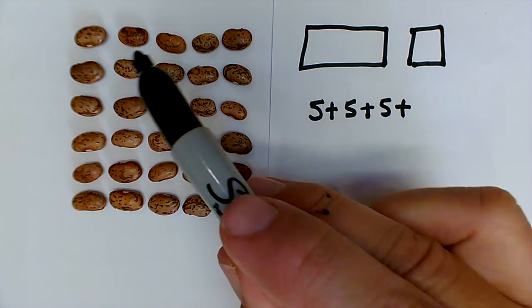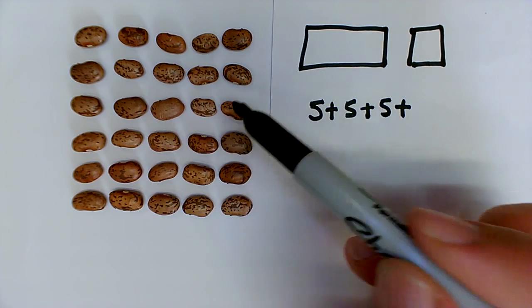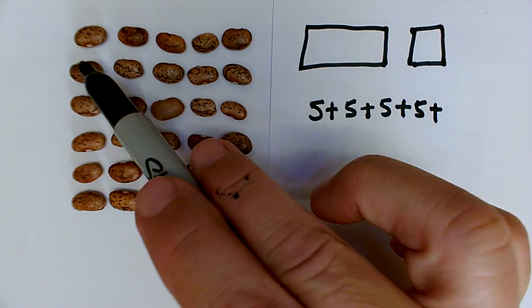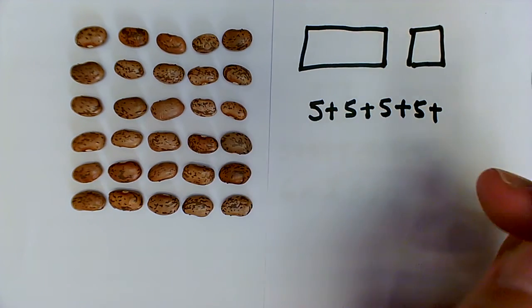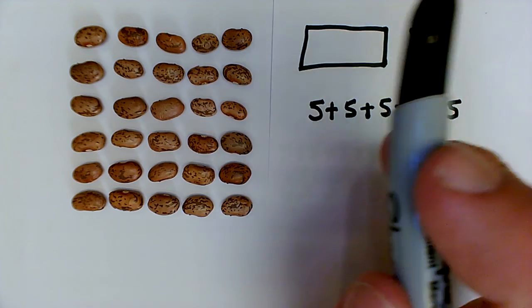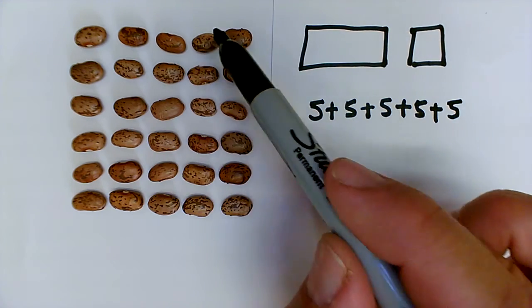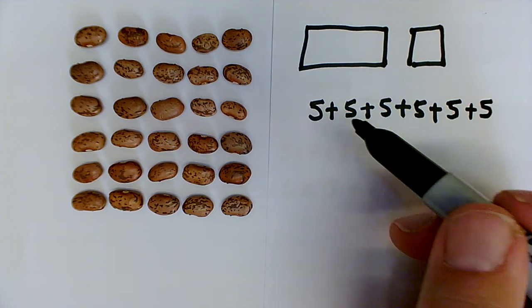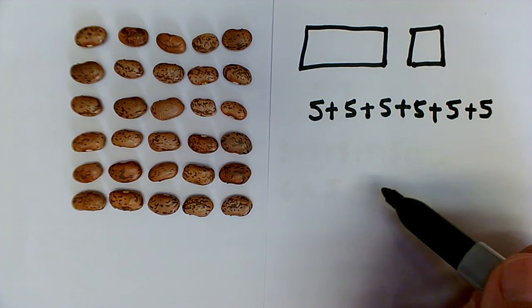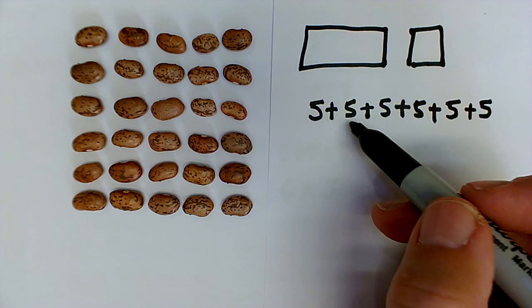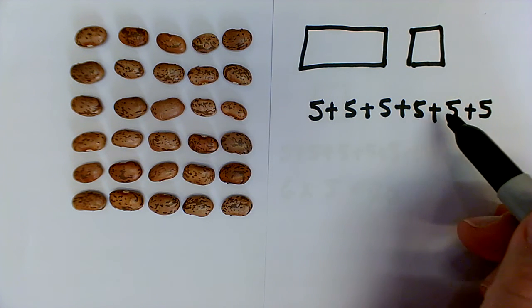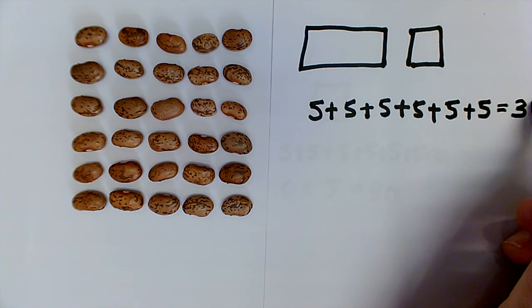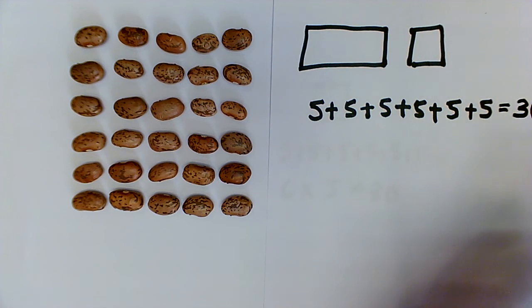And let's take a look at the fourth row. 1, 2, 3, 4, 5. Our fifth row, 1, 2, 3, 4, 5. In our sixth row, 1, 2, 3, 4, 5 pinto beans. Okay, so when we add these up, we're going to skip count by 5s. We have 5, 10, 15, 20, 25, 30. So our number sentence when we're using repeated addition would look similar to this.